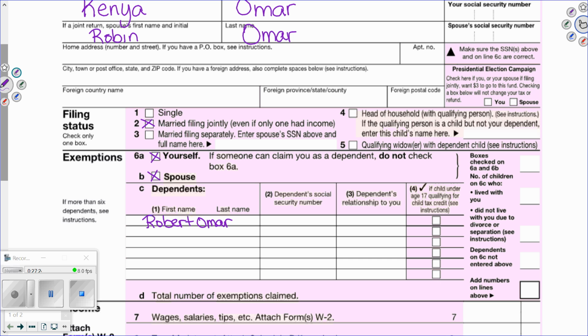All right, so again, filling out over here, let's talk about this stuff. Boxes checked on 6A and 6B. So we checked 2. Number of children on 6C who lived with you, 1. But notice there are some other options here: did not live with you due to divorce or separation, or dependents on 6C not entered above. So there are some other options depending on what's going on in your family. Then add the numbers on the lines. It is 3.